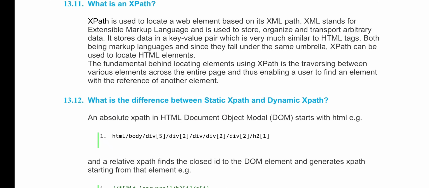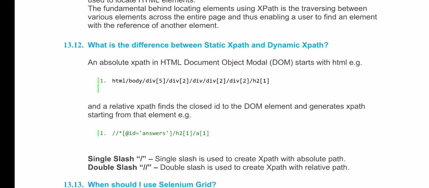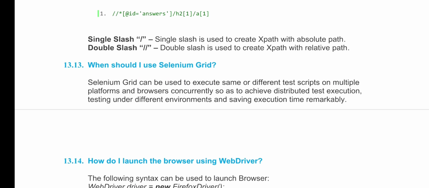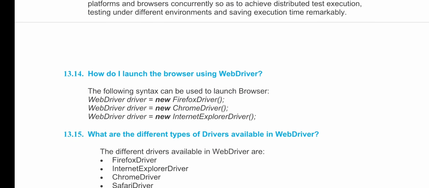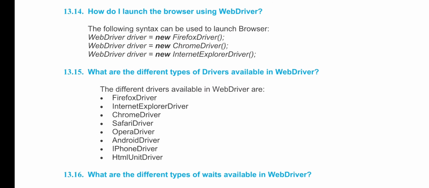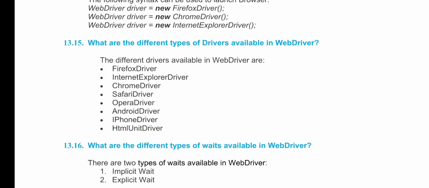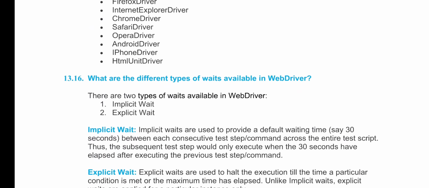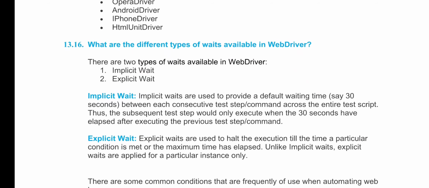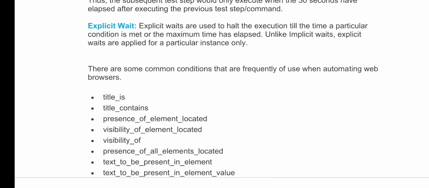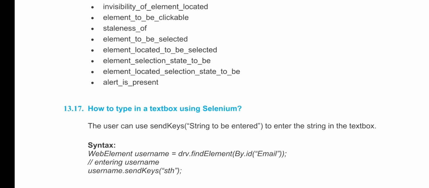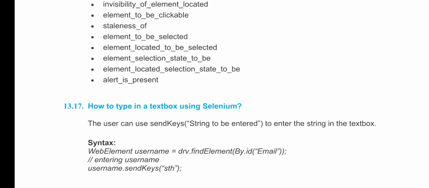What is an XPath? What is the difference between static XPath and dynamic XPath? When should I use Selenium Grid? How do I launch the browser using WebDriver? What are the different types of drivers available in WebDriver? What are the different types of waits available in WebDriver? Implicit, explicit, and one more thing, fluent wait.